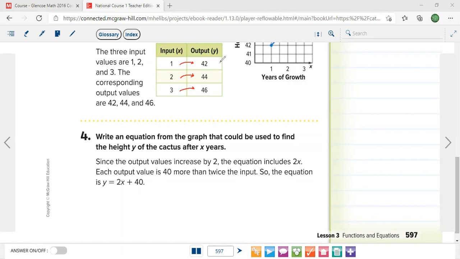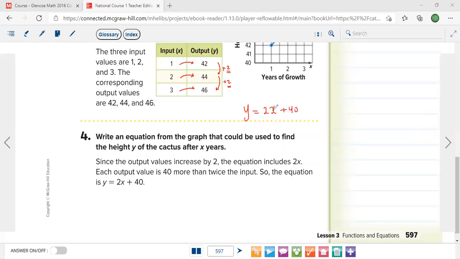First you check the differences here. The difference is adding 2, as you can see. This 2 will be the number that is multiplied by x. That means you are going to say y equals 2x at the beginning. Then try to discover now, is it plus or minus? If I multiply 2 times 1, that is 2. What is left to make 42? We need to add 40.